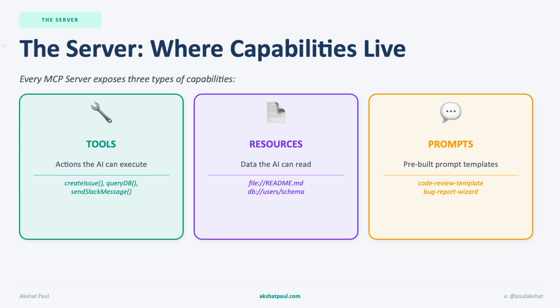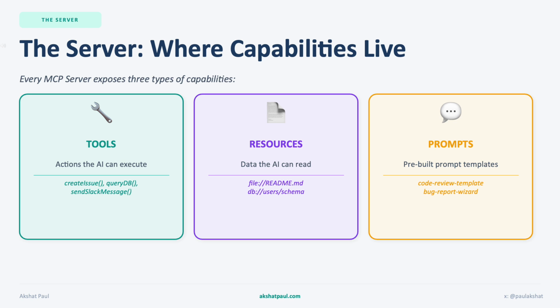Second, resources. Resources are data the AI can read. A file, a database schema, an API response. Resources are more like, give me access to this thing, rather than do this thing. Think of resources as the AI's read-only window into your system.